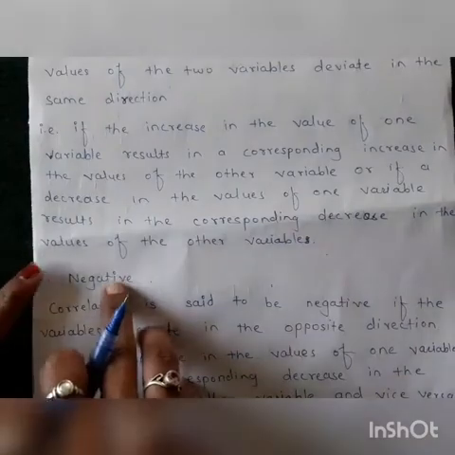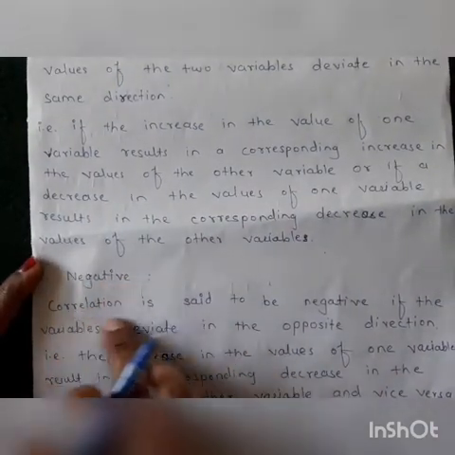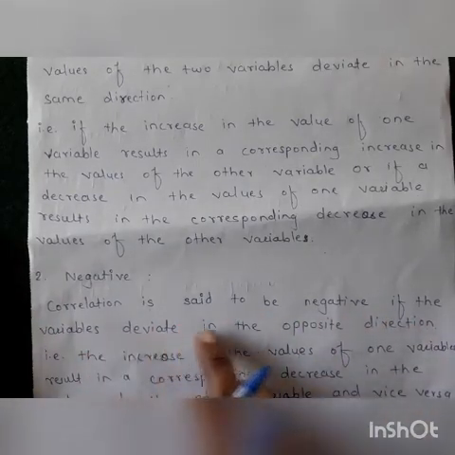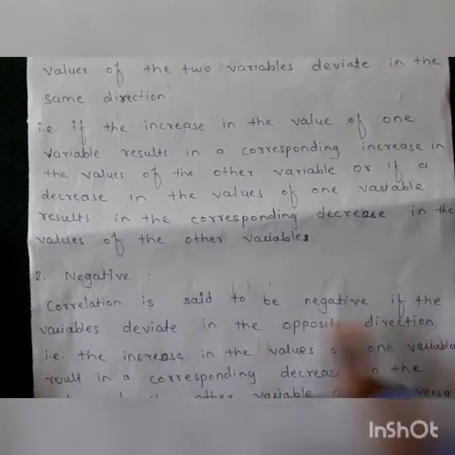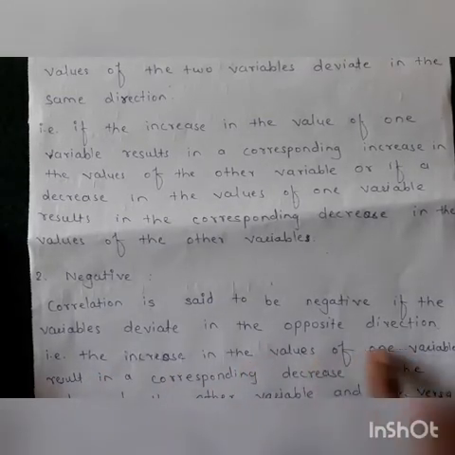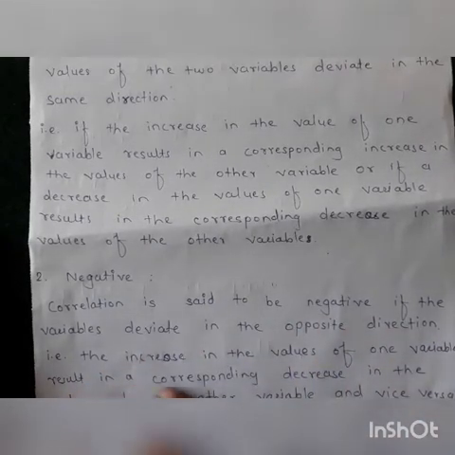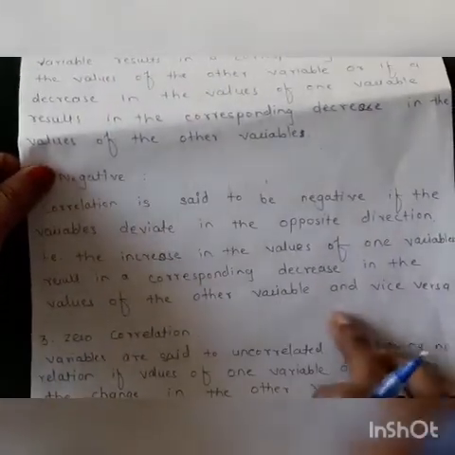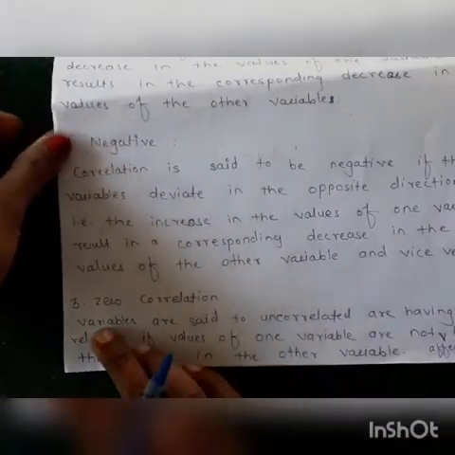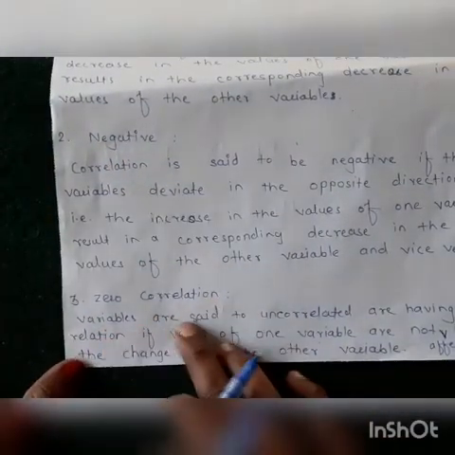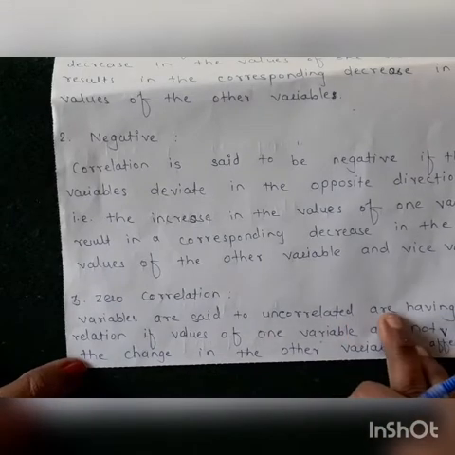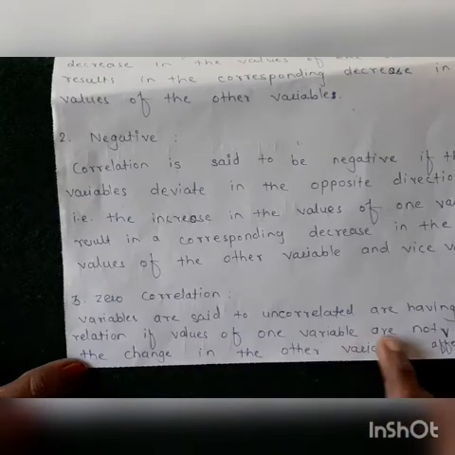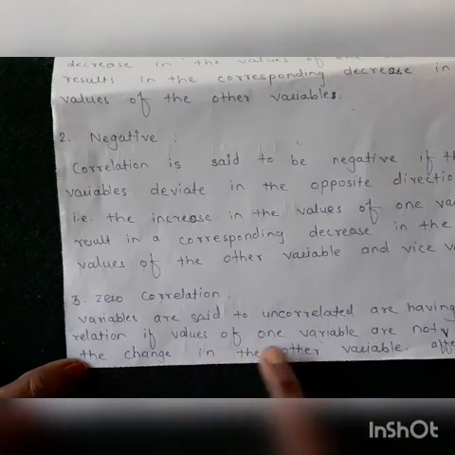The second type is negative correlation. Correlation is said to be negative if the variables deviate in the opposite direction. That is, an increase in the values of one variable results in a corresponding decrease in the values of the other variable and vice versa. The third type is zero correlation. Variables are said to be uncorrelated or having no relation if the values of one variable are not affected by the change in the other variable.